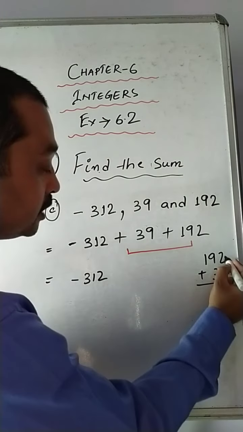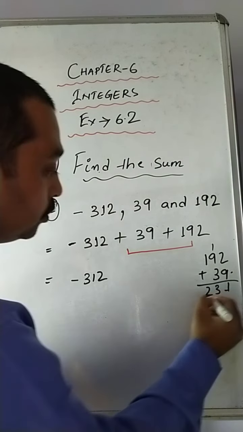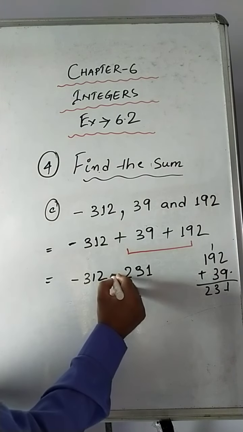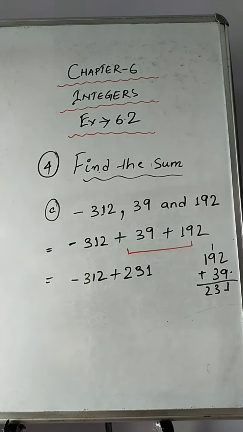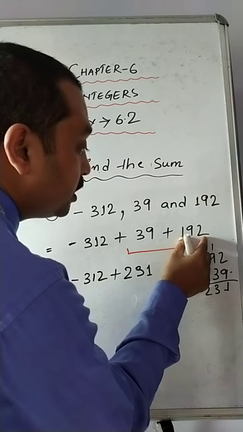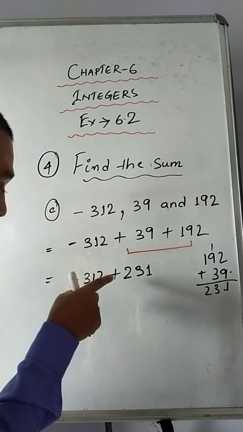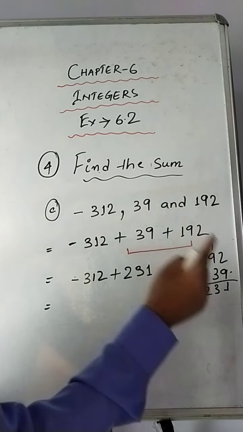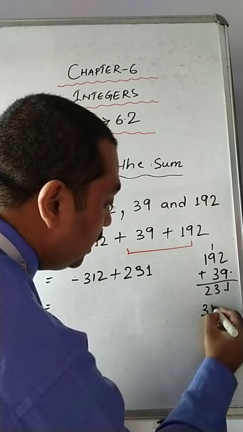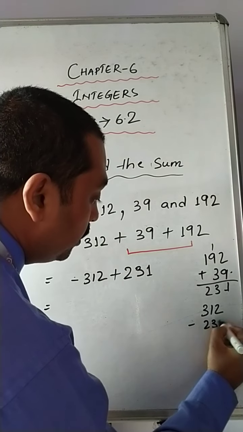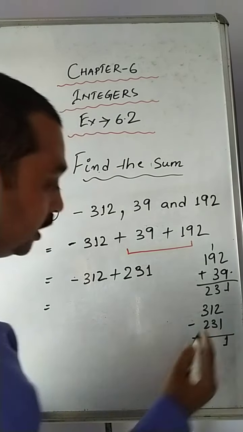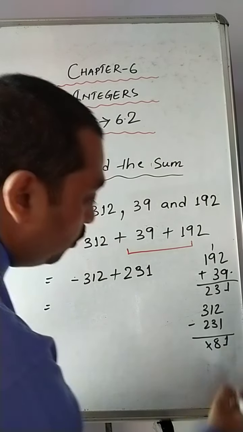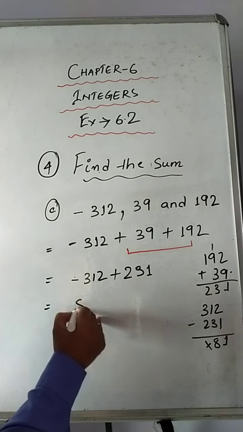So 9 plus 2 is 11, 1, 3, 2. So 231. And what sign will we put here? Plus sign, obviously, because 192 is greater and it's carrying a plus sign. Now, what is the final thing we have to do? Minus plus minus. So we have to do minus. So 312 minus 231. The answer will be 81, students. So we'll write 81.